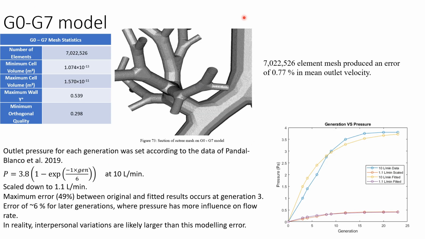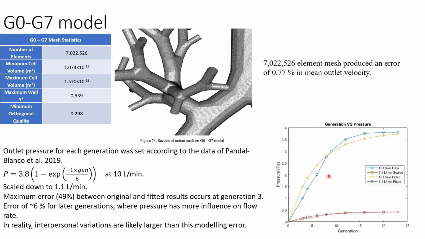So here's the G0 to G7 model. Here's an image of part of the mesh. There were 7 million elements in this mesh, and that produced an error of 0.77% in mean outlet velocity. The extra boundary condition needed for a model like this is the pressure at each of these truncated branches, and this was set according to a set of data from a study by Pandal-Blanco and co-workers in 2019.